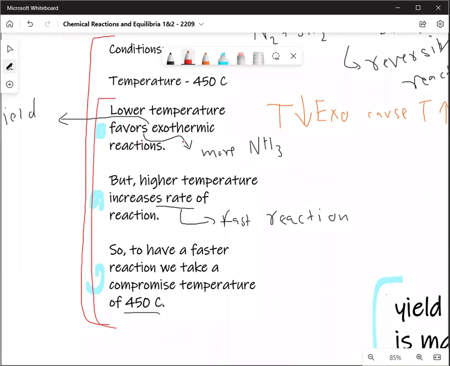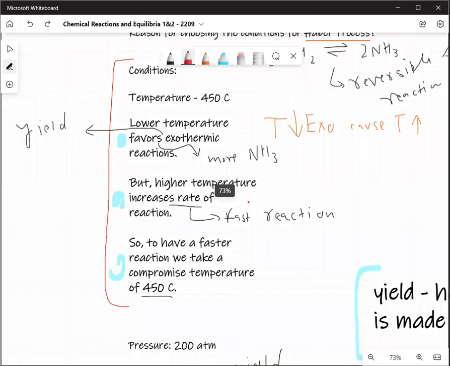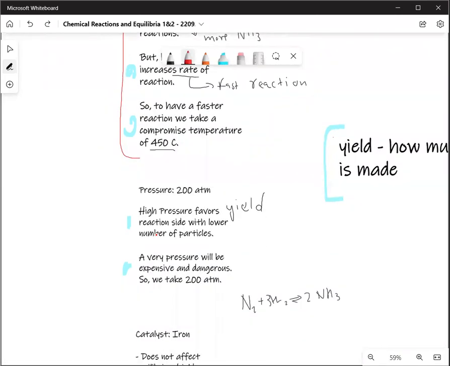Lower temperature favors exothermic reaction, but higher temperature increases rate of reaction. So to have a faster reaction, we take a compromised temperature of 450 degrees Celsius. Right? Easy. Now this, if you write this, full marks. Done. Now for pressure. Read this.